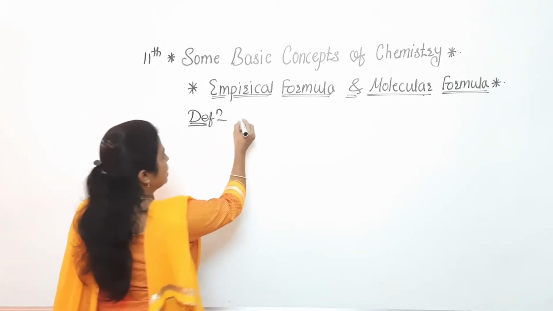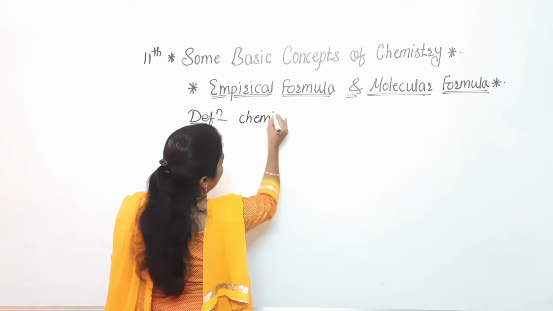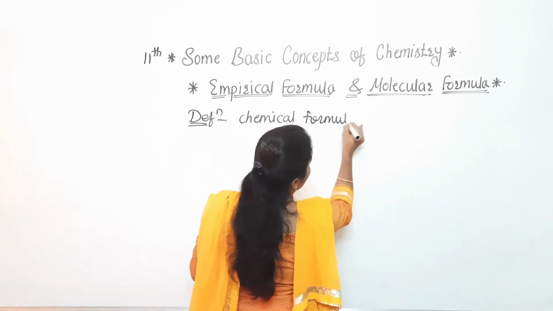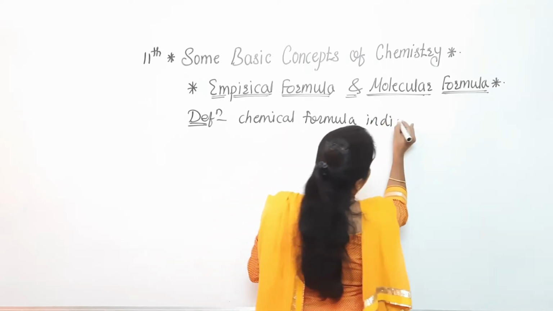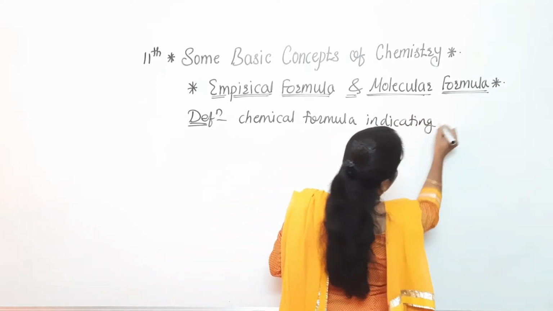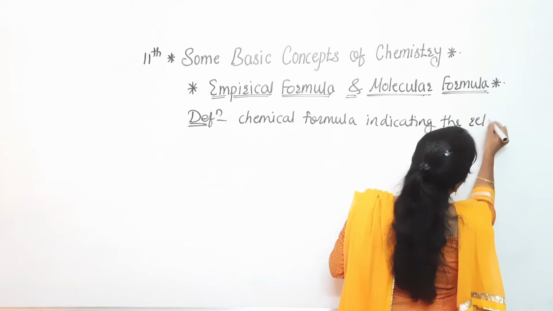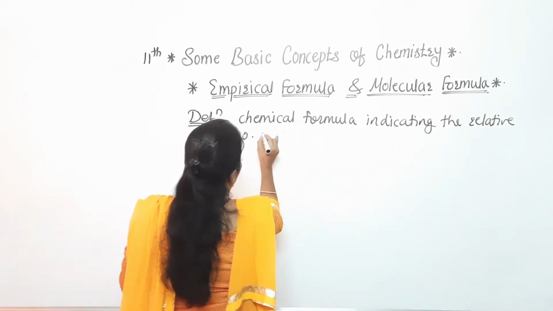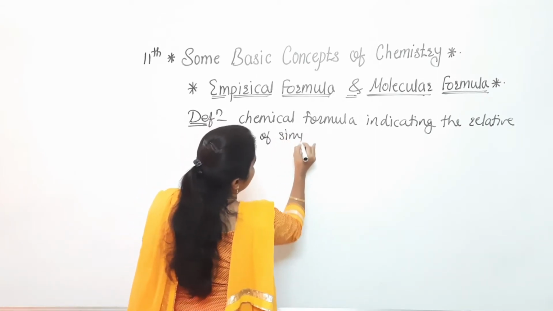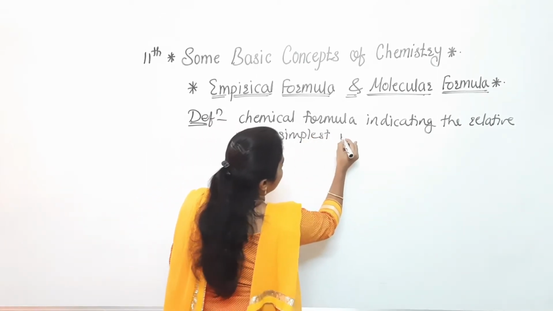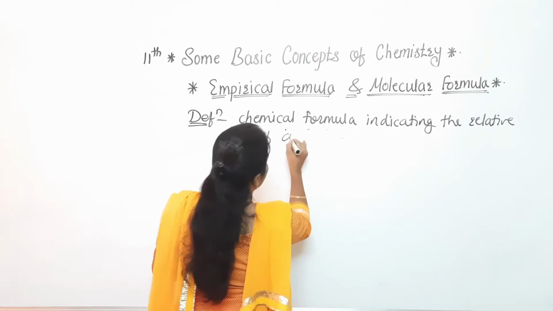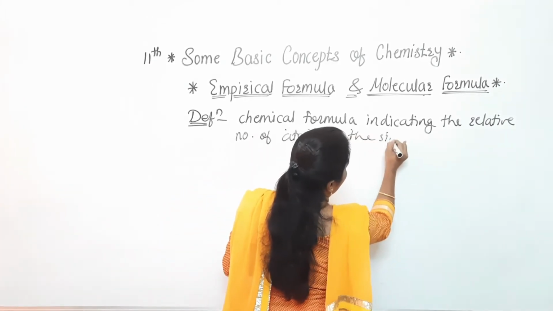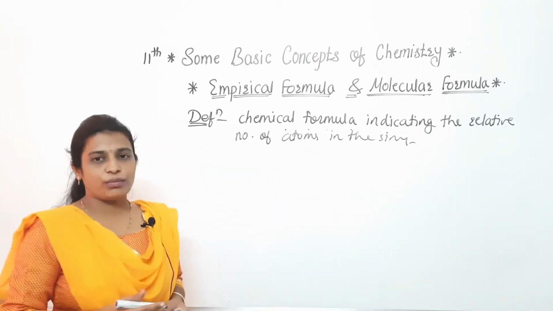Empirical formula is nothing but a chemical formula which indicates the relative number of atoms in the simplest ratio. So this is the simple definition of the empirical formula.